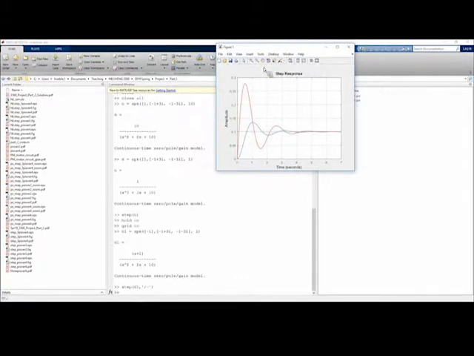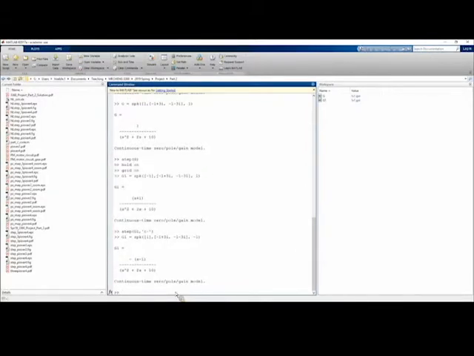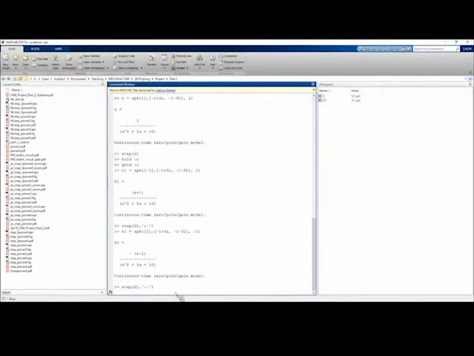If we put instead the zero in the right half plane, okay, adjusting the gains appropriately, so again, this is an exaggerated response.